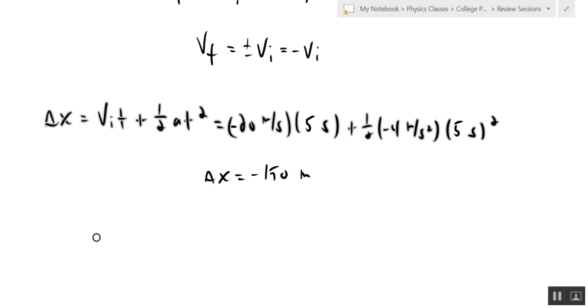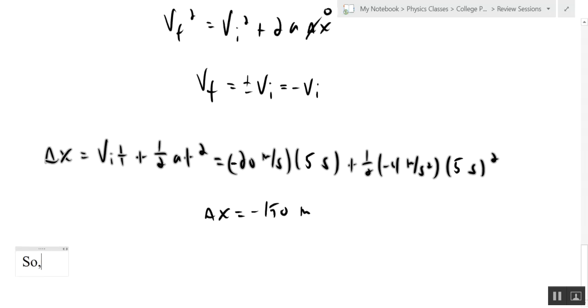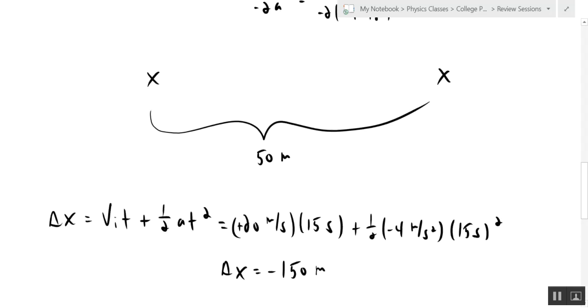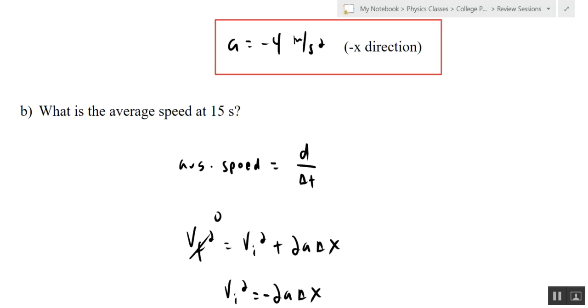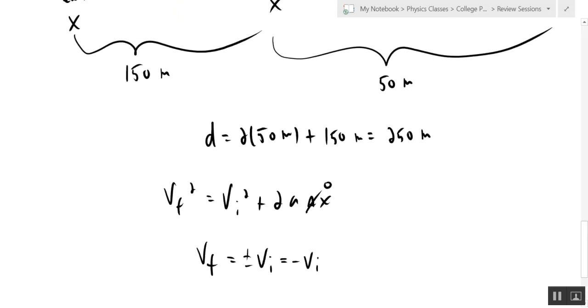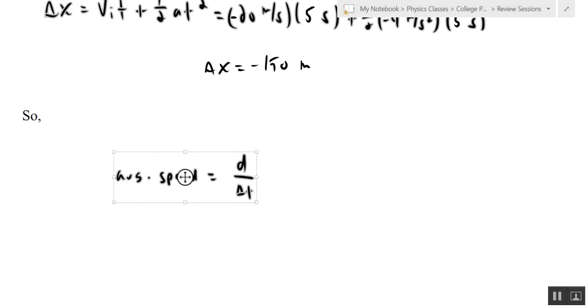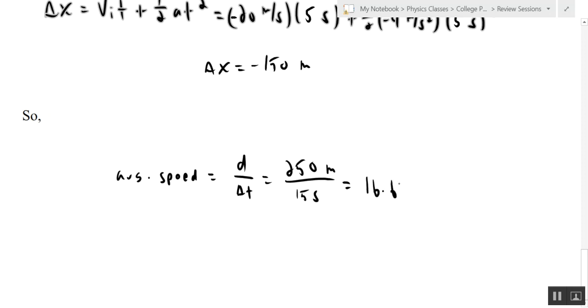16.67. So if I wanted VF to equal 0, I'd have to apply positive acceleration during the second half, hypothetically, right? Yeah, you need to change the value of the acceleration. The time is 15, because it's the total time. So this is 16.67. That was a little bit hard, but you get the idea, right?